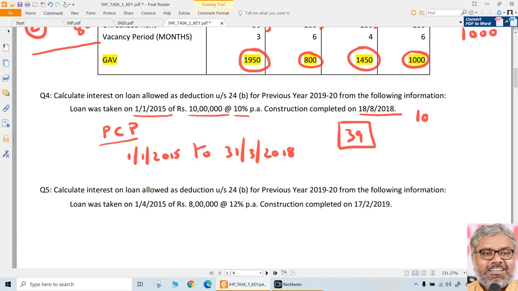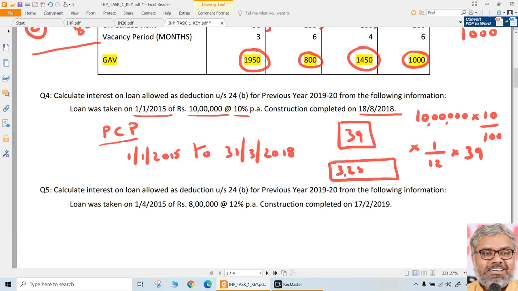So do the calculation like this. Let us say 10 lakhs into 10%, that is per annum, right? So what we need? Into 1/12, that will give monthly interest. Into how many months? 39 months. That gives us pre-construction interest. How much would that be? Calculate that. 3 lakhs 25,000 is the pre-construction interest.